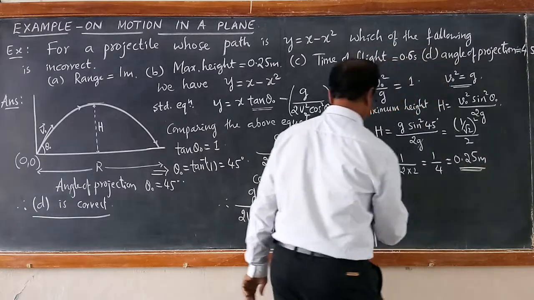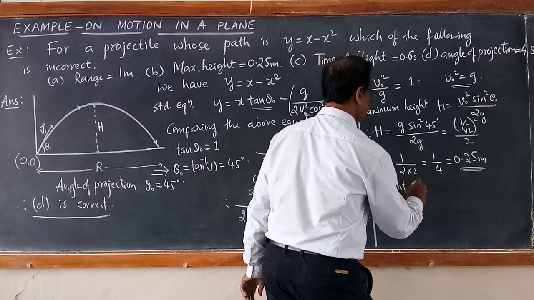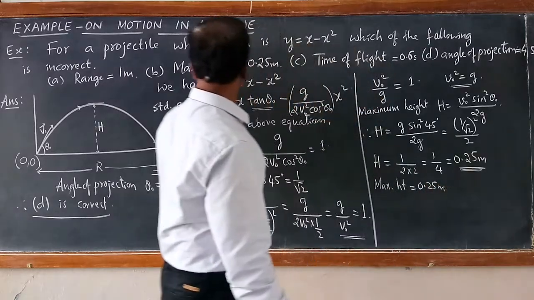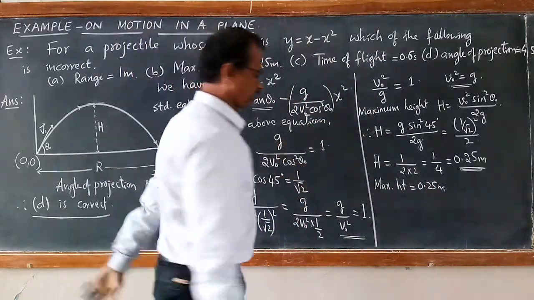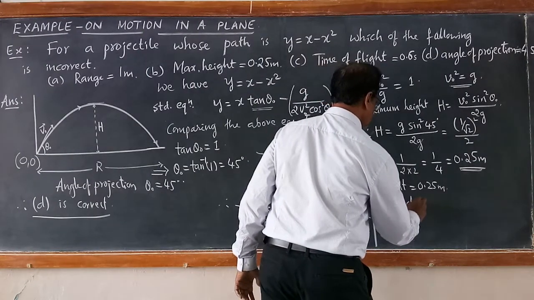So therefore, maximum height covered is equal to 0.25 meter. So answer B is also right option. B is also correct.